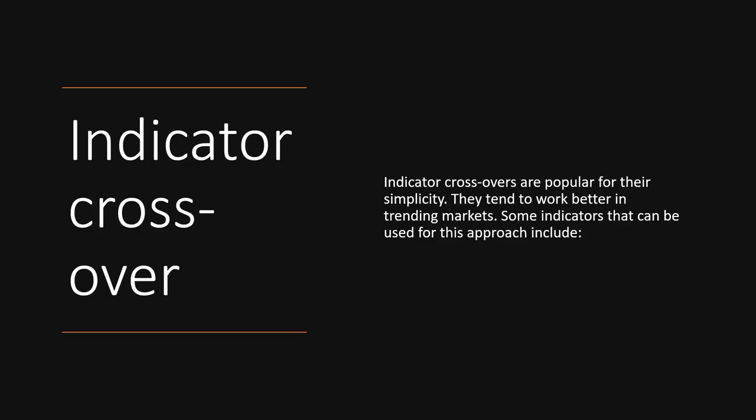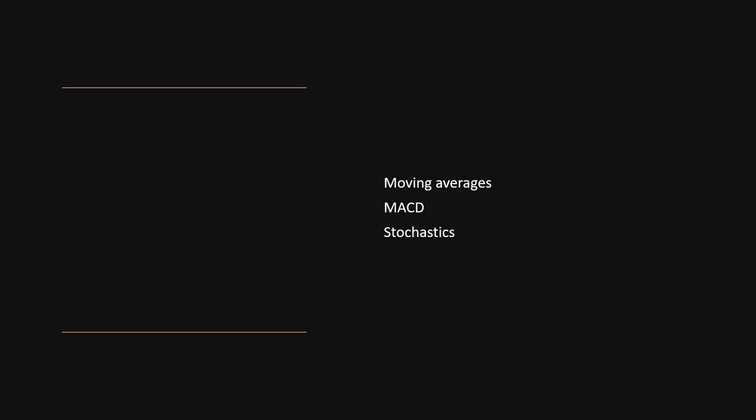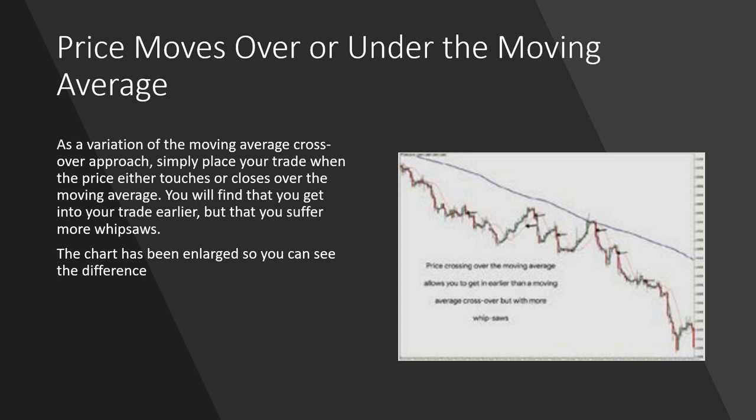Now, indicator crossovers are popular for their simplicity. They tend to work better in trending markets. Some indicators that can be used for this approach are moving averages, MACD, or stochastics. Okay. Now, one of the best ones is when price breaks above or below a moving average. Just for your trigger. Remember, this isn't your setup. This is for your trigger.